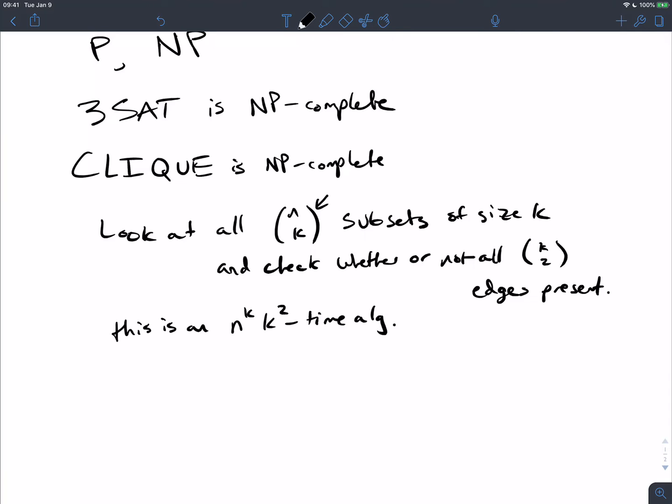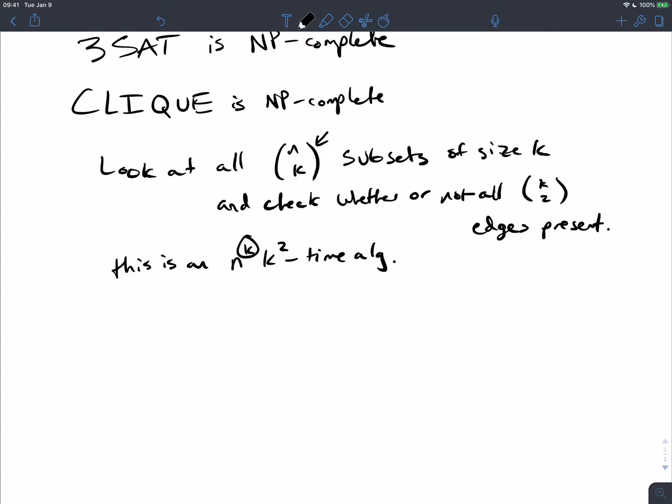It's not, because k is not fixed, right? Remember, for a polynomial time algorithm, if k is given as part of the input, then it's not a polynomial time algorithm. Just as an exercise, if k is roughly n over 2, then this thing behaves something like n to the n subsets. But that is definitely not a polynomial.